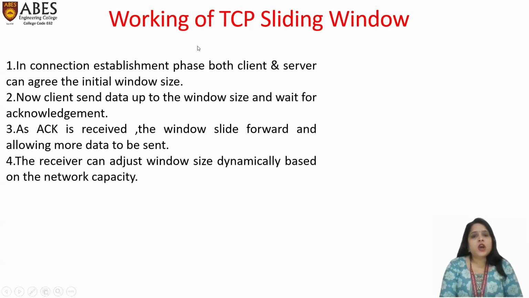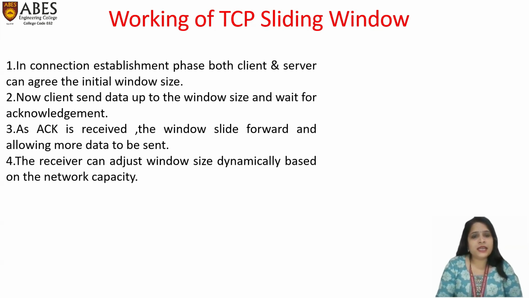The first phase of the working of TCP sliding window is the connection establishment phase, where both client and server agree on the initial window size. For example, we can assume it is 5 for the client and 5 for the receiver. So the client can send 5 packets without waiting for an acknowledgement, and the receiver can also send 5 packets without waiting for an acknowledgement.